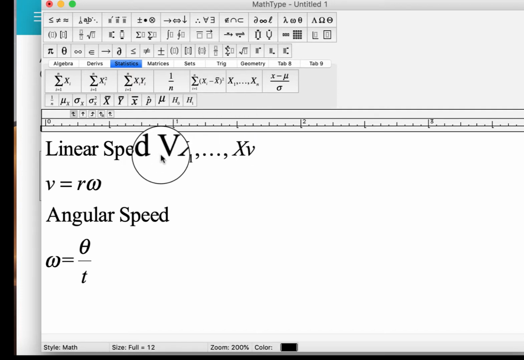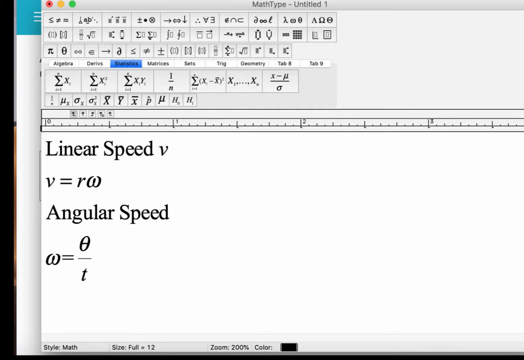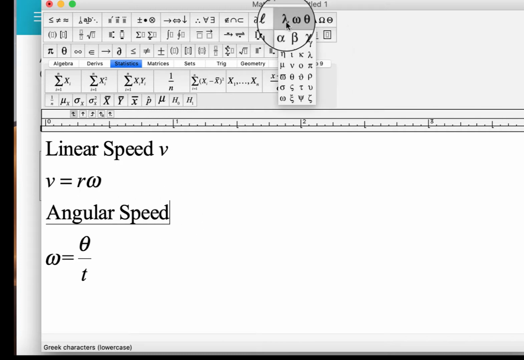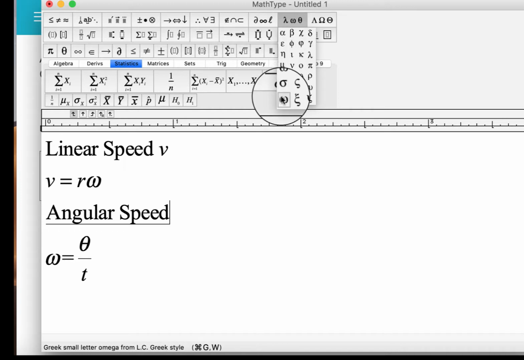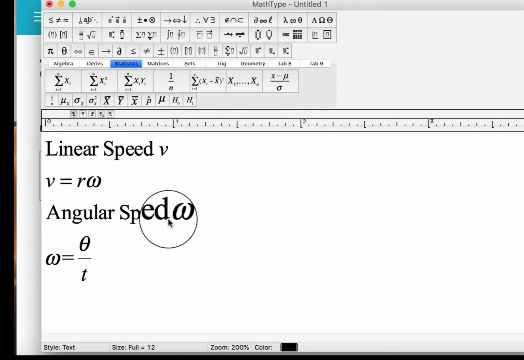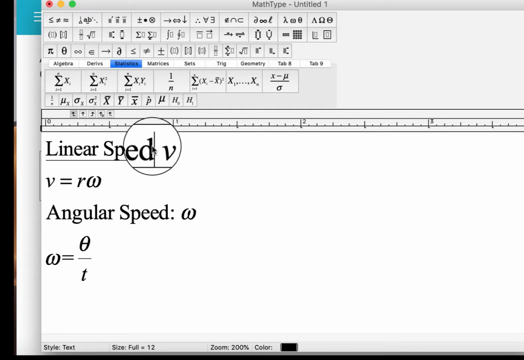Oh dearie, I don't know how I did that. The formula for linear speed is v equals r omega, where omega is the angular speed, and the angular speed is how much you rotate per unit time. So these two formulas are going to be useful for us when we're solving these problems.